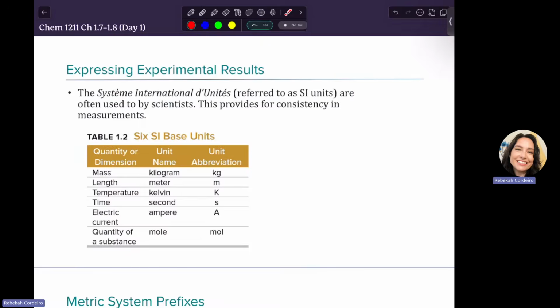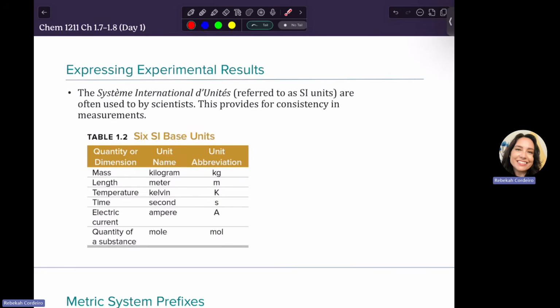Hi, so this is for Chem 1211. We're going to be covering sections 1.7 and 1.8. And so we're going to be talking about unit conversions and how we write results we get from experiments.